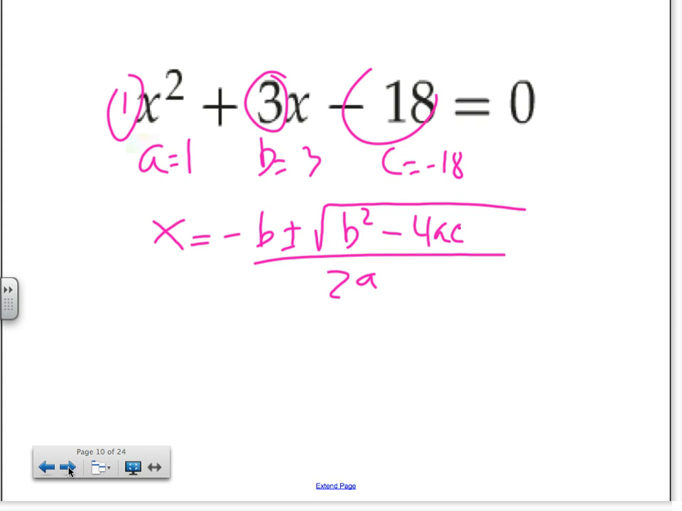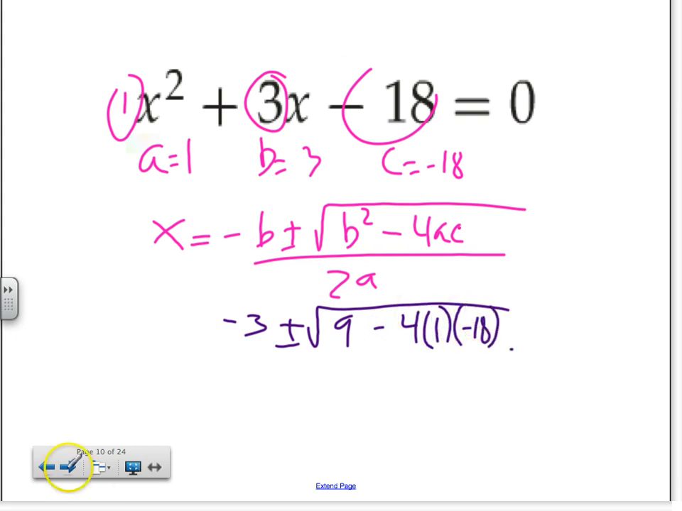Negative whatever b is. What is b? 3. So negative in front, so it's going to come out negative 3, right? Makes sense? Plus or minus b squared. What is b again? 3. So square it. 9. So could I just write 9 instead of having to write 3 squared? Okay. Next one. 4 times a. A is 1. C is negative 18. Everything over 2 times 1, which is just 2, right? So if I can just simplify it in my head, do it. I don't have to force you to do it.